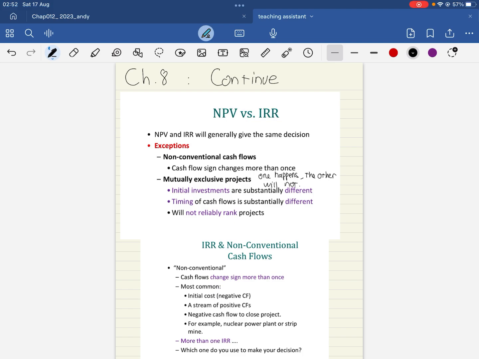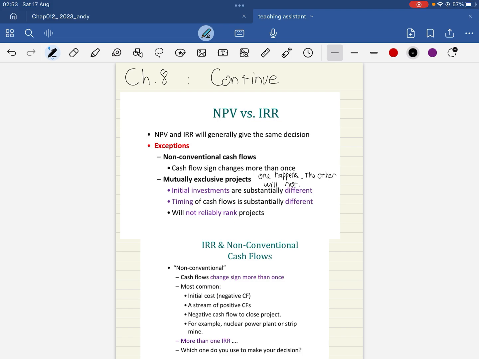First, non-conventional cash flows. Non-conventional cash flows means cash flow sign changes more than once. Second case is mutually exclusive projects. Mutually exclusive projects means that if one project happens, the other will not. Take an example in real life. If war exists, then peace cannot exist. So one thing takes place, the other won't.